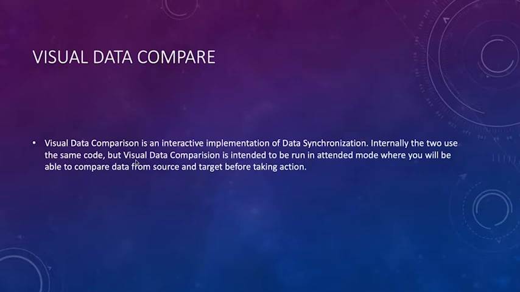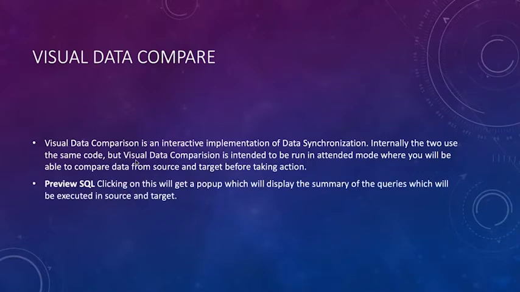They are run in attended mode, where you will need to be able to compare data from source and target before taking an action. So you will need to be there when you're working on the visual data compare. The option is available from the Power Tools menu. Once you specify connection parameters of the source and target database, you can select which table you would like to compare. And if you'd like to compare differences of all tables, you can click on Sync All Database.